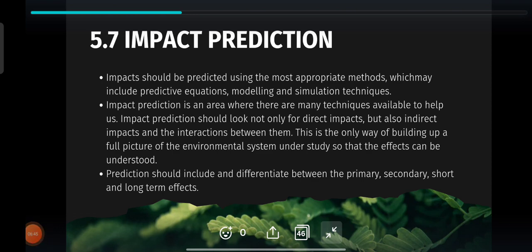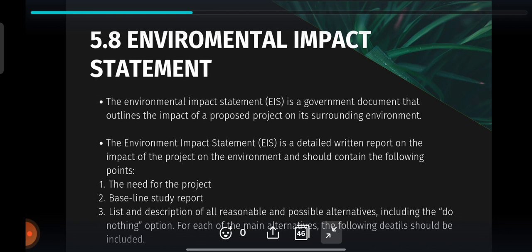So, next topic is chapter 5.8 or the environmental impact statement. So, the environmental impact statement or the EIS is a government document that outlines the impact of a proposed project on its surrounding environment. So, first, the environmental impact statement or the EIS is a detailed written report on the impact of the project on the environment and should contain the following points.